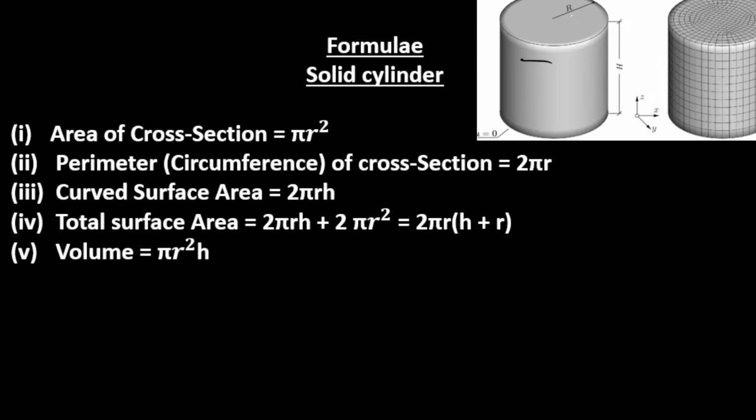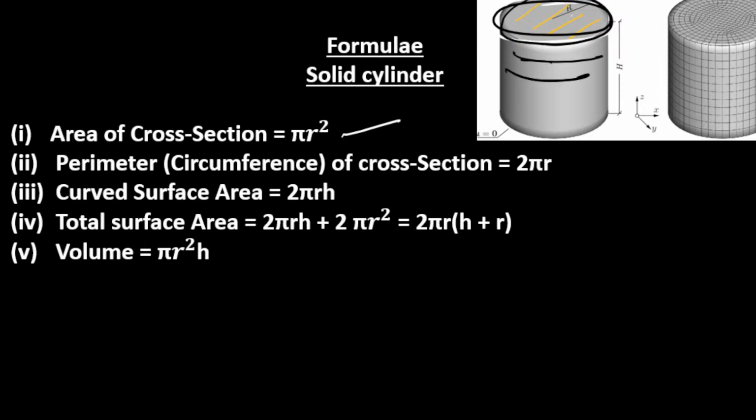So first is formulas of cylinder. Area of cross section means this area. Its formula is pi r square. Perimeter means this part, the circular part. Its formula is 2 pi r.